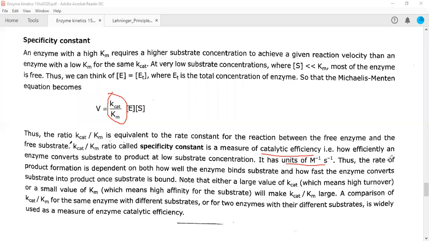I also have discussed. Thus, the rate of product formation is dependent upon how well the enzyme binds to the substrate. That is actually the Km value, how well an enzyme is bound to the substrate, and how fast, that is the catalytic efficiency, how fast the enzyme converts the substrate into the product once the substrate is able to bind to the enzyme. So based upon Km and V maximum, you are able to calculate turnover number, catalytic efficiency, and the affinity with which the enzyme binds to the substrate, and so on. Okay.